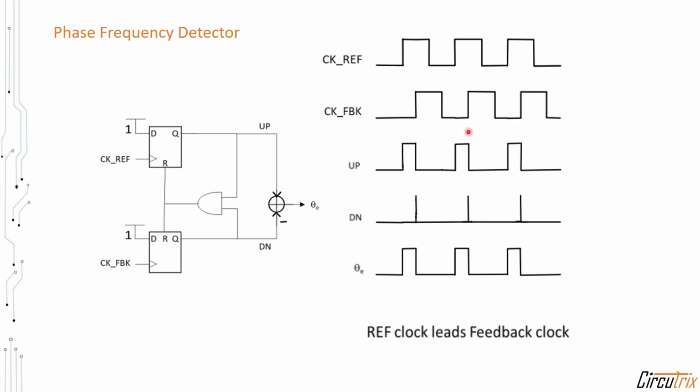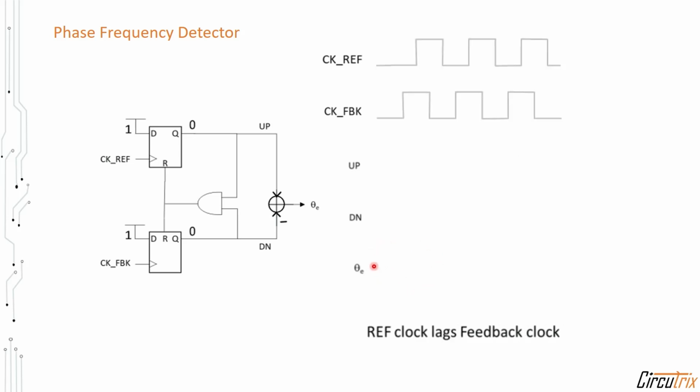Here we can see that the phase difference between the reference clock and the feedback clock is captured in the pulse width, and we can also see that the direction of the pulse is positive. Now consider the second case, where the reference clock is actually lagging behind the feedback clock.